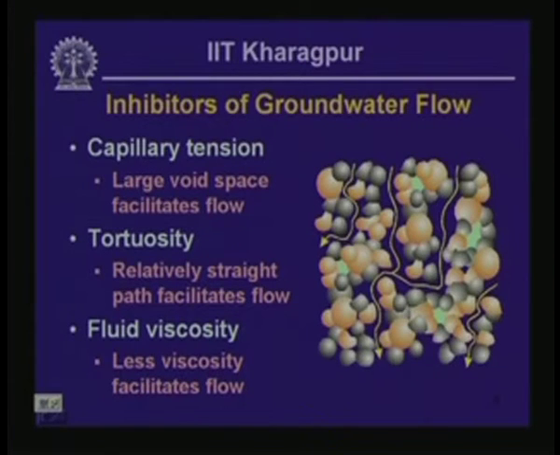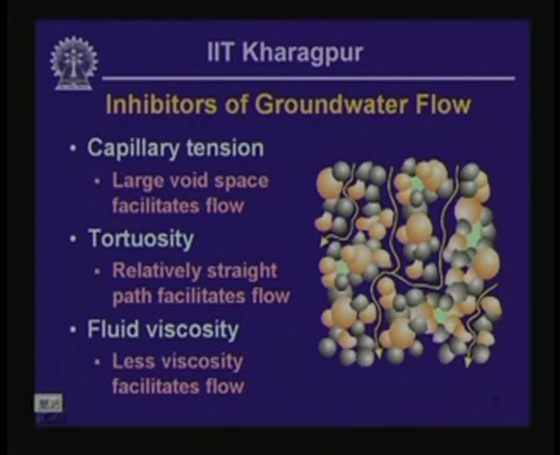Now the question comes, what are the factors that are going to inhibit or going to discourage the movement of groundwater flow? We know some of these concepts already from the previous lesson. So, inhibitors of groundwater flow include, first of all, capillary tension. So, we need to have relatively large void space in order to get a reasonably good groundwater flow, as we have already discussed.